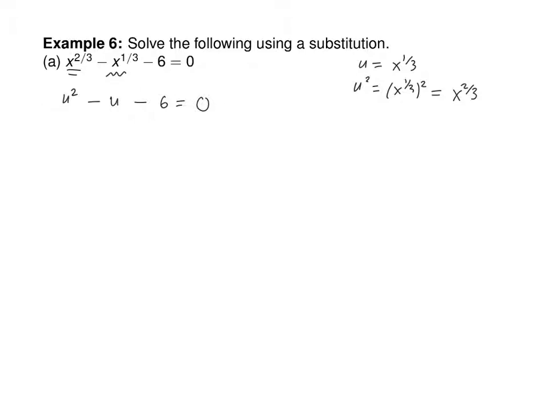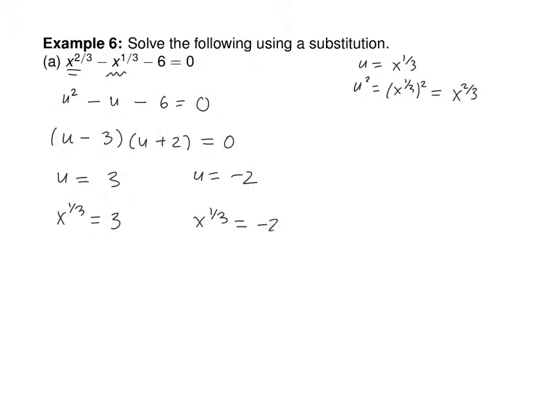And the idea of substitution comes up in calculus, but it's in a different context. It's not like with these equations. So does that factor? Yeah, u minus 3, u plus 2, right? So if I say u equals 3 and u equals -2, does that make sense? Okay. So x to the 1/3 equals 3, and x to the 1/3 equals -2.